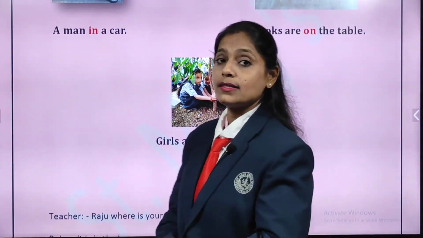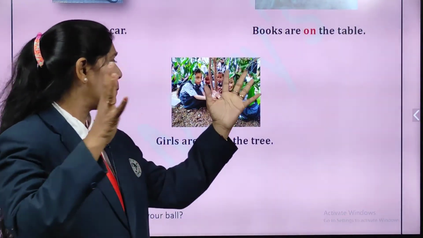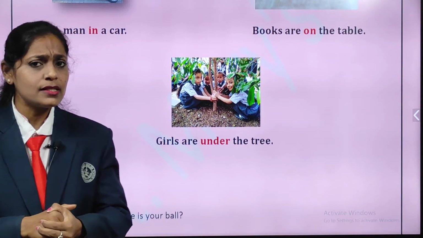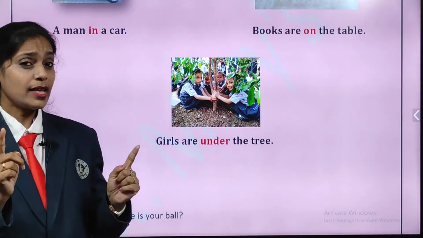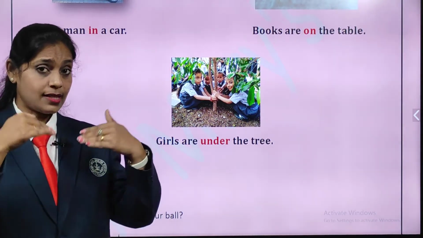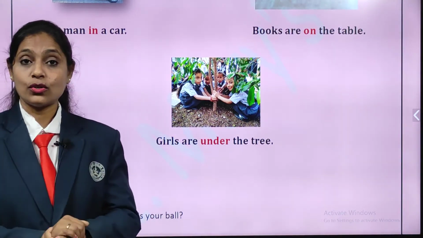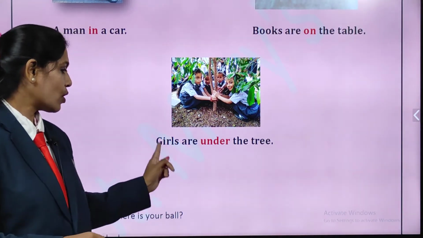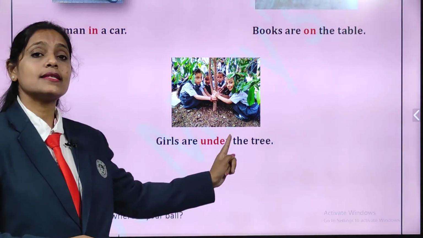Okay, there are girls here and you can see a big tree. And what are the girls doing? They are sitting. Where are they sitting? They are sitting down under the tree. So what are we going to use here? Under. So what will we say? Girls are under the tree.